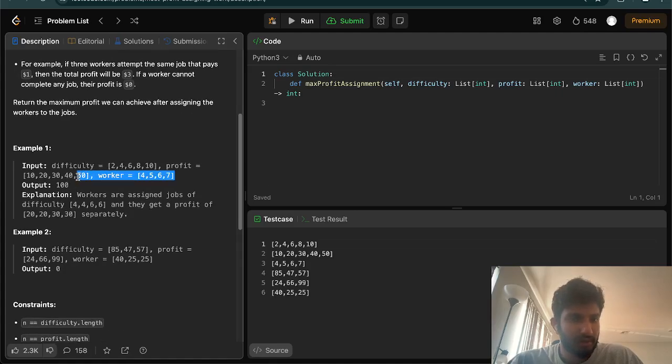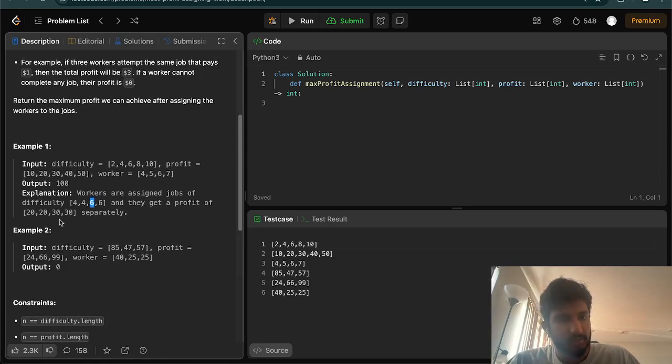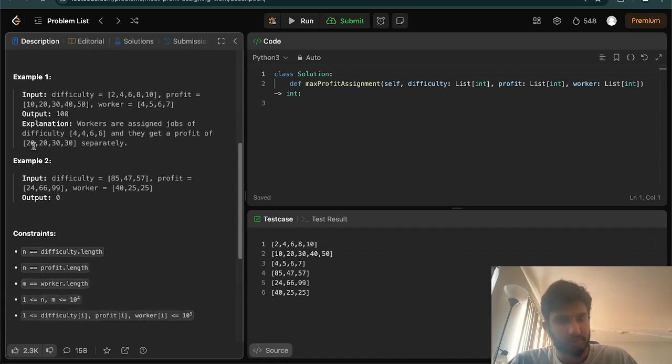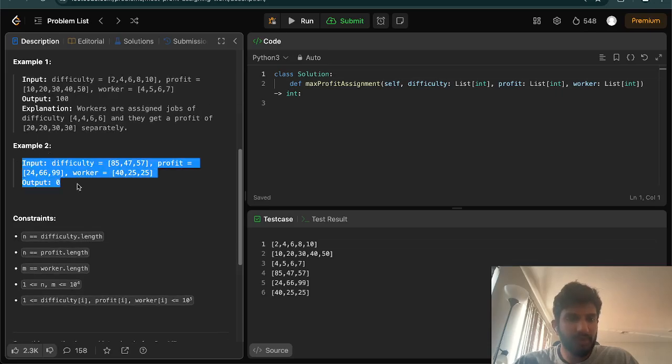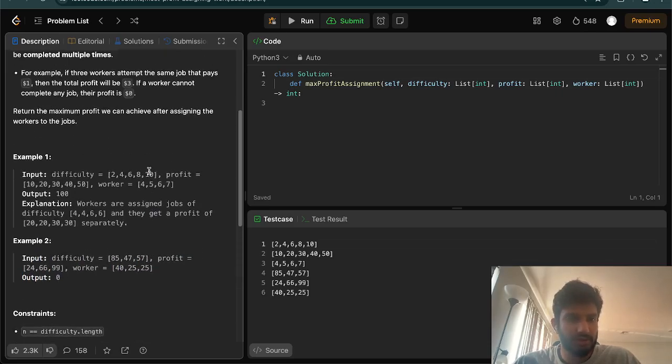So for this example, the output is 100, since workers are assigned to jobs of difficulty 4, this guy can do 4, and the others can do 6 and 6. But this is a straightforward test case, and even this one is a straightforward test case.